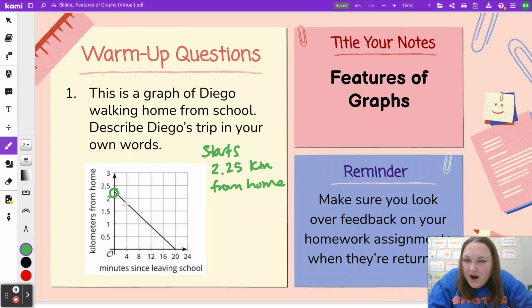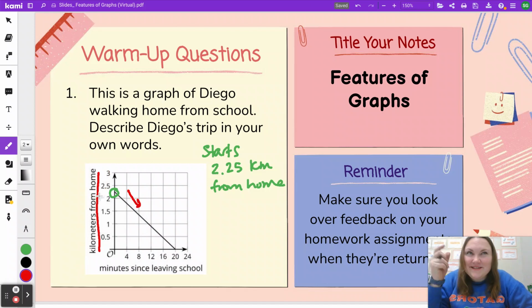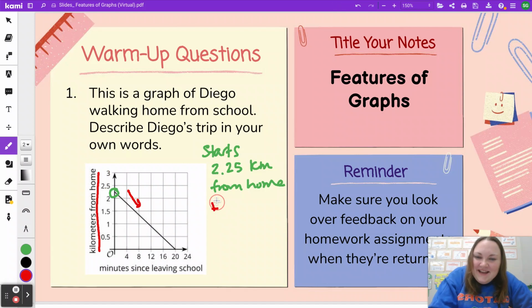How do we know he's walking home? How do we know that he's not walking further away? Well, my y-axis says it's kilometers from home. And so I notice the line is going down. And so that means his distance from home is getting smaller, which means he must be going towards his home. So we could say he walks home.